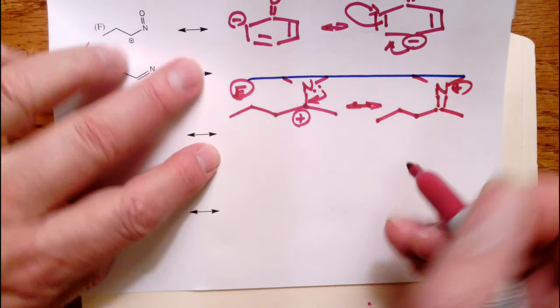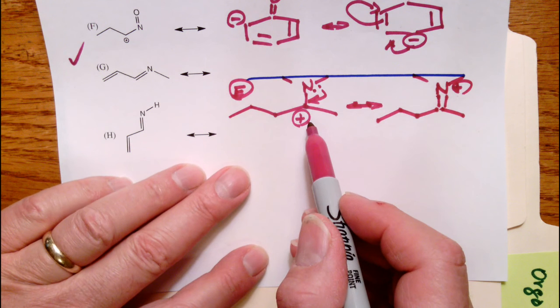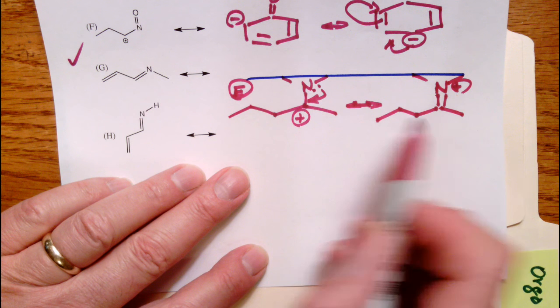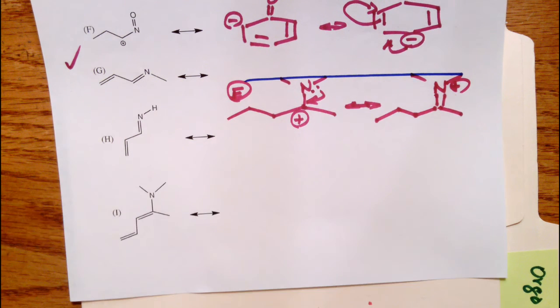So the positive now went from a carbon to nitrogen. So this is a resonance structure for E. So we did D, we did E. Let's look at F now.